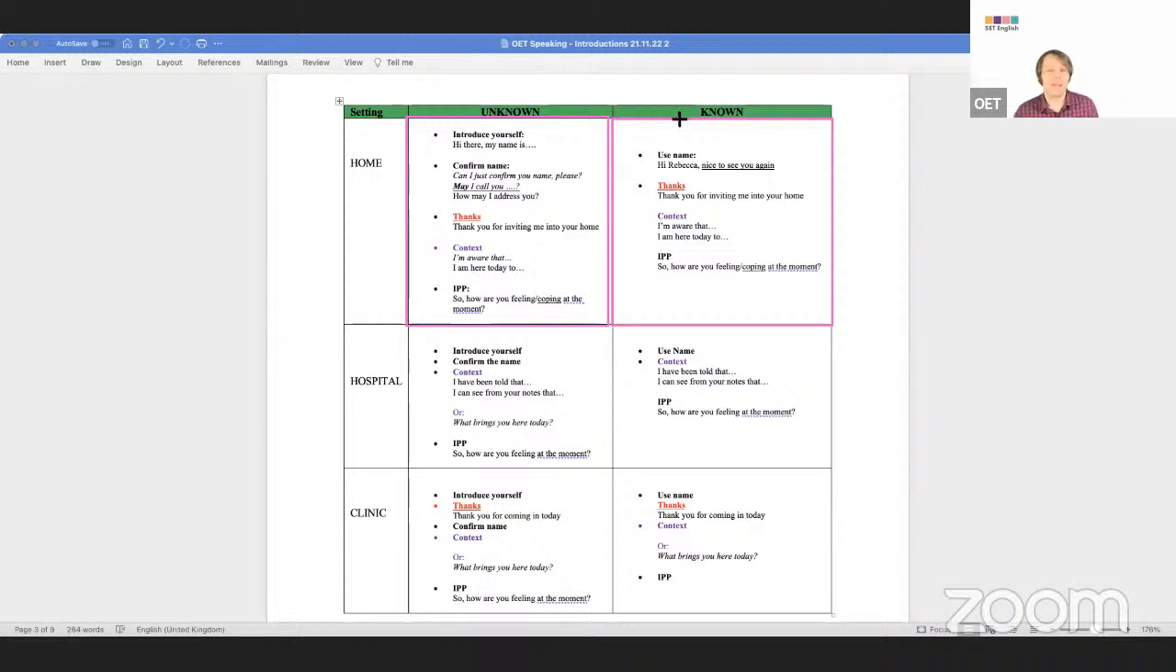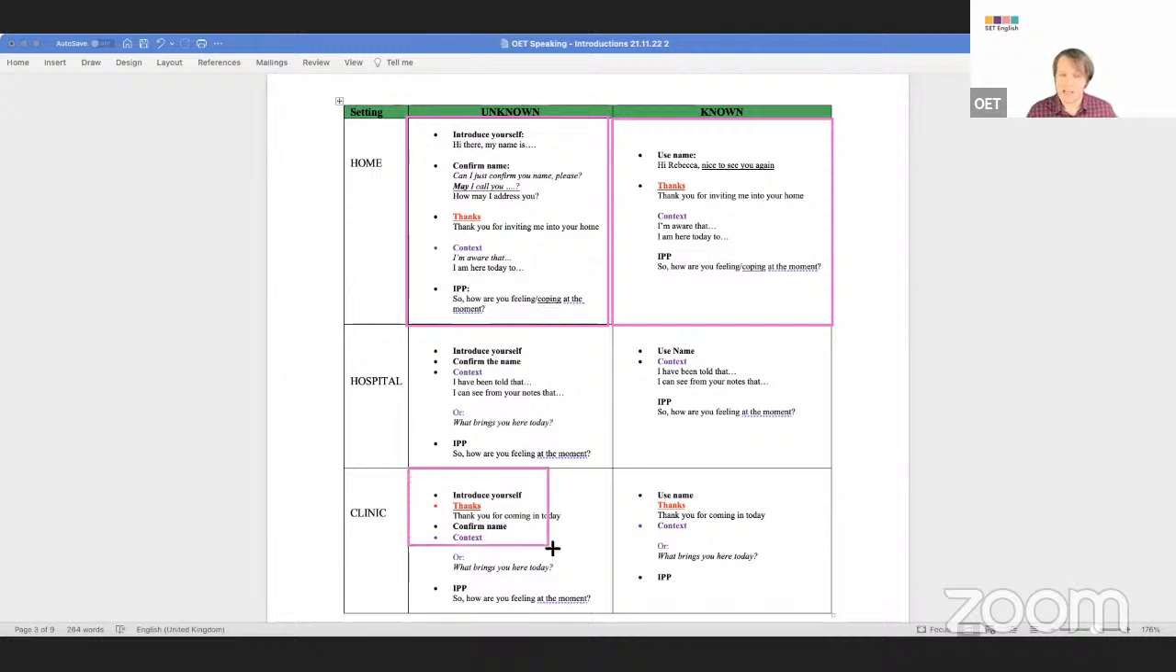Was that correct or did I make an error there? No, you made a mistake, sir. What was the mistake? You didn't, because you said, thank you for coming here, but you go to their home. Exactly. But apart from that, it was a good introduction. Okay, Hussein, stay with me. Hussein, you're going to do it now, if that's okay.